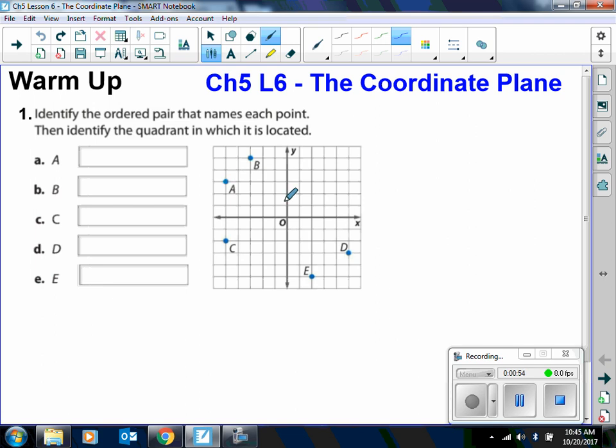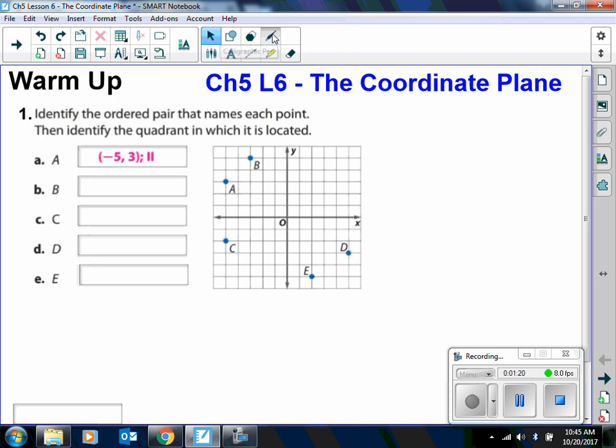So because we went to the left, what kind of numbers are over here? Negatives. So that's going to be a -5. What kind of numbers are up here? Positives. So that's going to be a -5, comma, +3. Is everybody clear with that? -5, +3. And then the quadrant it's in, that is quadrant 2. Okay? This is quadrant 2.